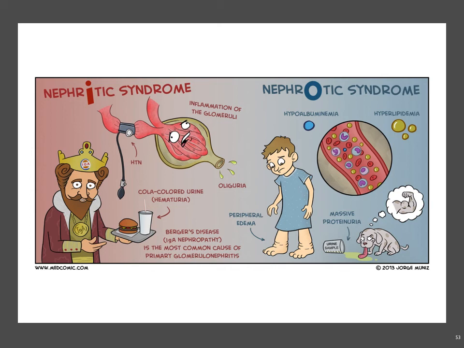Think about our little guy here with nephrotic syndrome. With nephrotic syndrome, we have hypoalbuminemia, we have hyperlipidemia, and that results in peripheral edema and massive proteinuria, so we have a lot of protein in the urine. Think about this when we get to the nephrotic syndrome, because that's one of the next slides that we're coming up to.